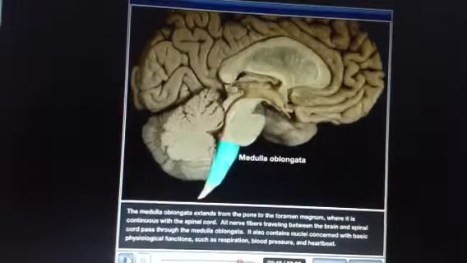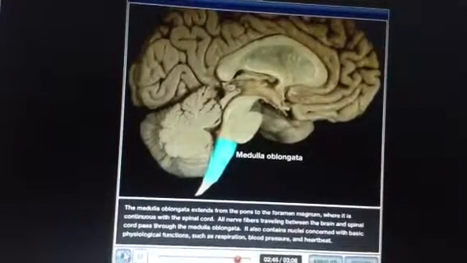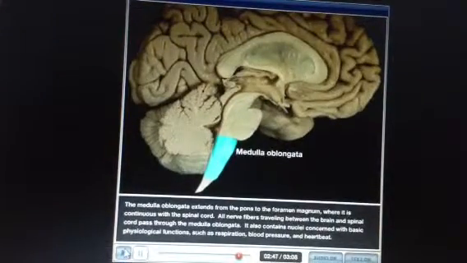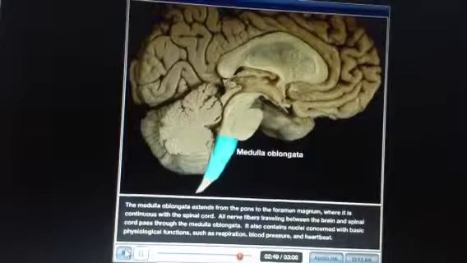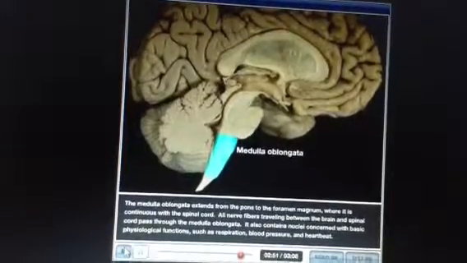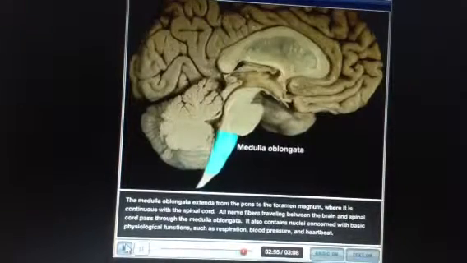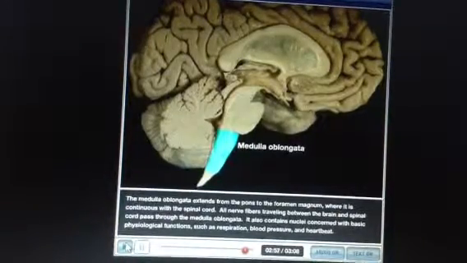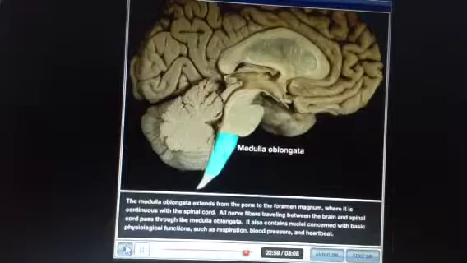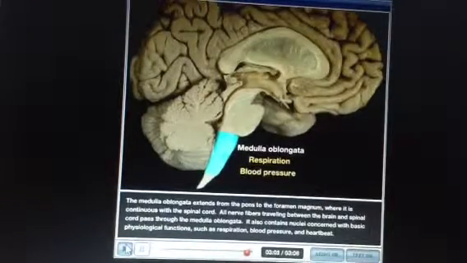The medulla oblongata extends from the pons to the foramen magnum, where it is continuous with the spinal cord. All nerve fibers traveling between the brain and spinal cord pass through the medulla oblongata. It also contains nuclei concerned with basic physiological functions, such as respiration, blood pressure, and heartbeat.